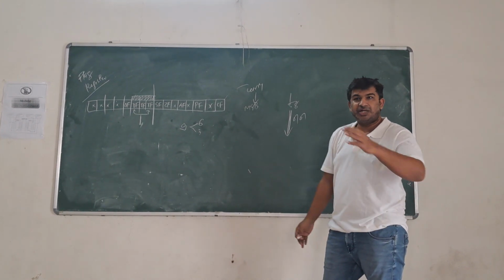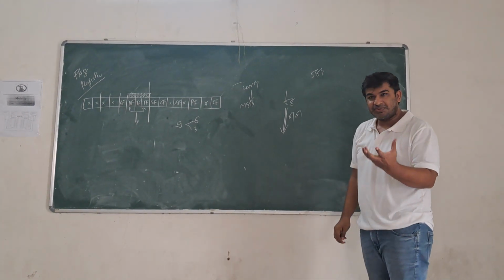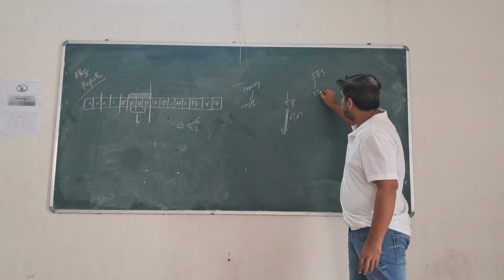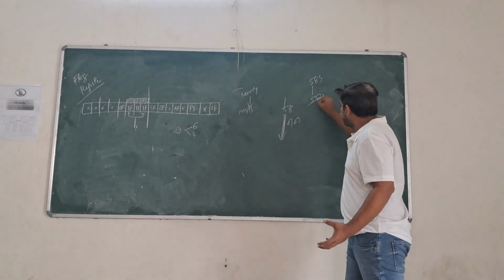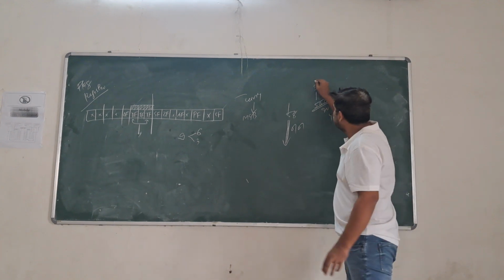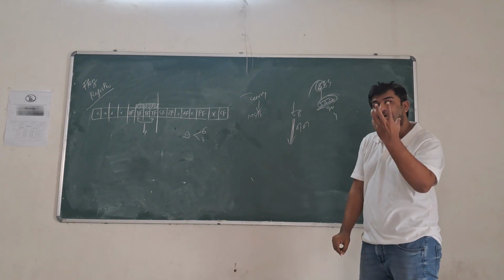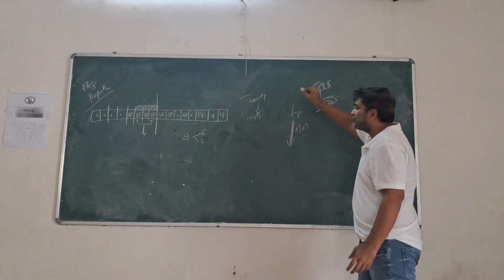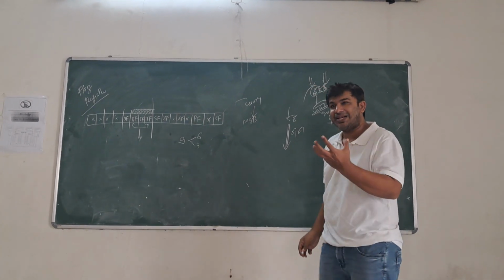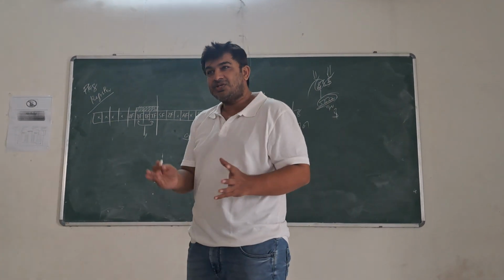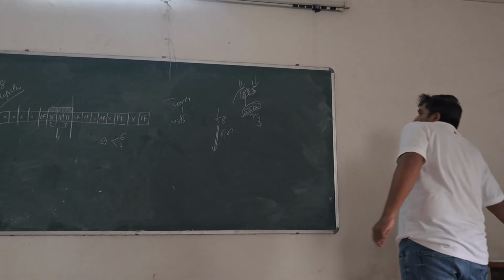Why is it the most significant bit? If this is my decimal number, 584, how was this number created? 5 has the weightage of 500, 8 has the weightage of 80, and 4 has the weightage of 4 only. This has the highest weightage, so it is most significant. If I change 5 to 6, I will get a difference of 100 directly. But if I change this 4 to 5, I only get a difference of 1. This is called least significant, and this is called most significant. LSB and MSB, this should be known to you.